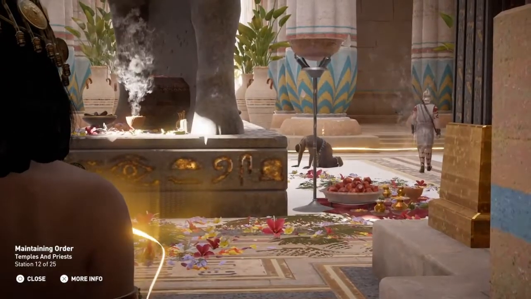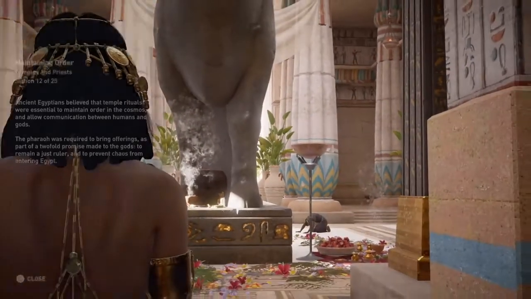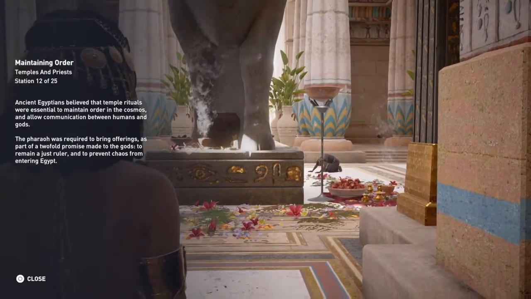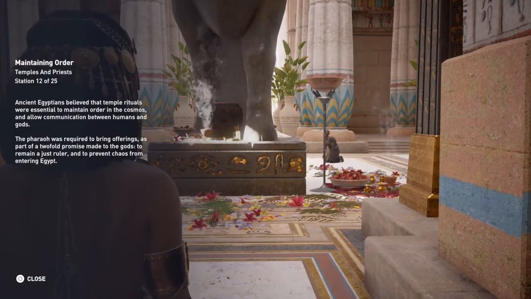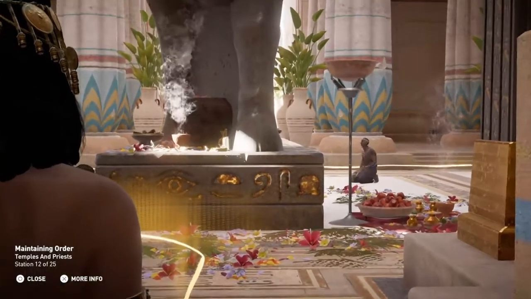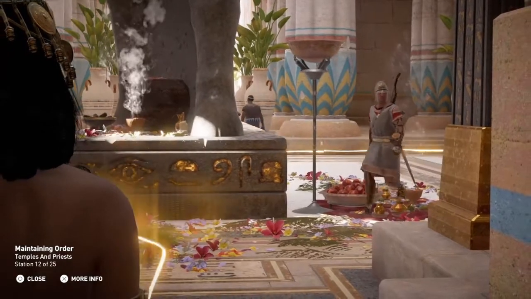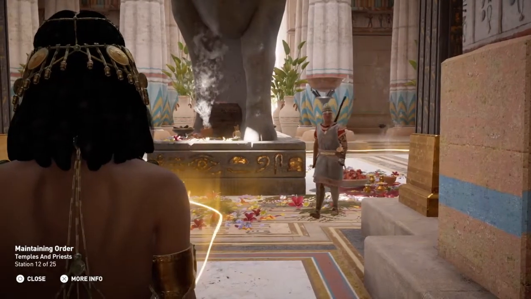Ancient Egyptians believed that temple rituals were essential to maintain order in the cosmos and allow communication between humans and gods. The pharaoh was required to bring offerings as part of a twofold promise made to the gods, to remain a just ruler and to prevent chaos from entering Egypt.